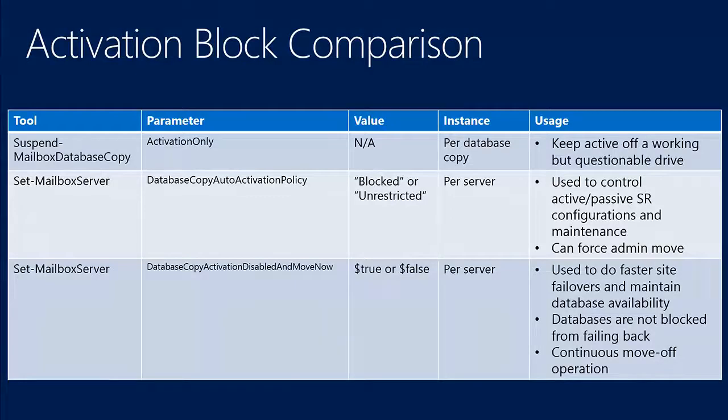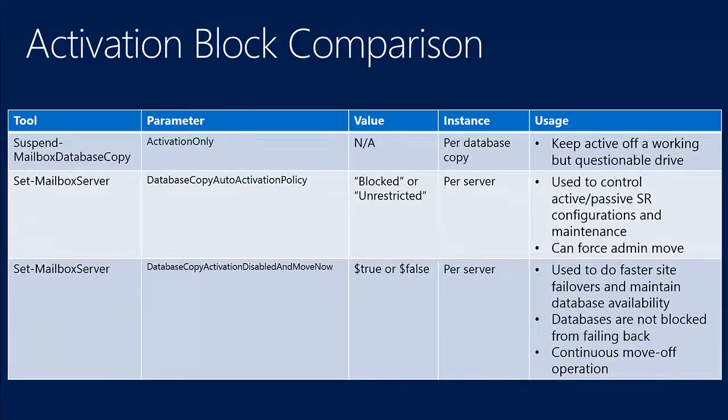We still always give you the ability to manually activate a database. But if all you have left is servers in your DR site and all of them have the activation policy set to blocked, even if you manually mount and activate those databases, your clients still will not be able to connect. And the reason for that is when you set database copy auto activation policy to blocked, not only are we blocking activation, but we're also blocking those server locator calls. And when we block server locator calls, no clients can connect to the system.